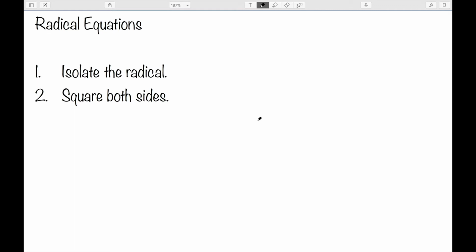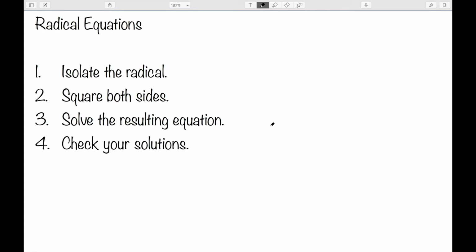Next, we're going to square both sides of the equation. From there, we should have an equation that we already know how to solve, so we can solve that equation. And finally, we need to check our solutions. It is possible to get extraneous solutions with radical equations, solutions that look like solutions but are not really solutions. So it's really important to check to make sure everything actually works. So let's do some examples.